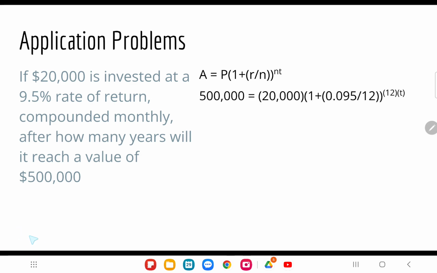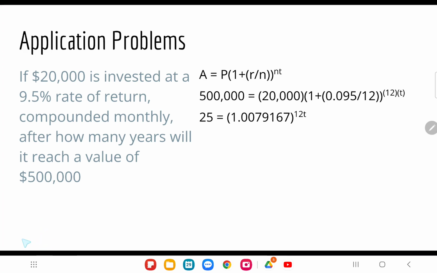Substituting in the values that we know, we have 500,000. That's the amount that we want to have. 20,000 is our initial principal. 0.095 is our rate of return, and the 12 represents compounding monthly. So we'll clean this up. And 500,000 divided by 20,000 is equal to 25. What's inside our parentheses is equal to 1.00796167. And I'm going to use that as the base of my logarithm.